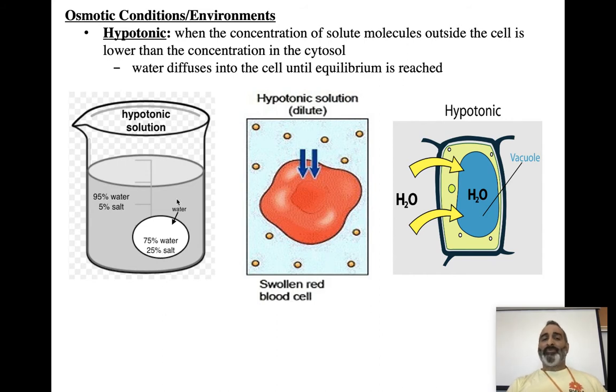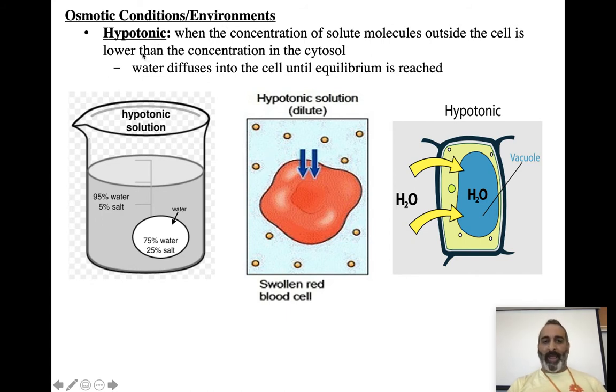So a hypotonic environment is not what's happening in the cell, it is the environment outside of the cell. So outside of the cell, 95% water and 5% salt is a hypotonic environment. Tonic refers to the solute, and in this case, the solute, the dissolved stuff, is salt. Hypo means a lower level of solute exists in the environment on the outside.